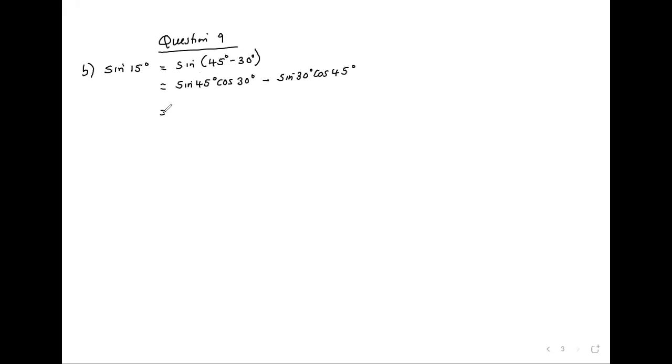Sine 45 is root 2 over 2. Cos 30 is root 3 over 2. Minus sine 30 is half. And cos 45 is root 2 over 2. So this is root 6 over 4 minus root 2 over 4, which is root 6 minus root 2 over 4.